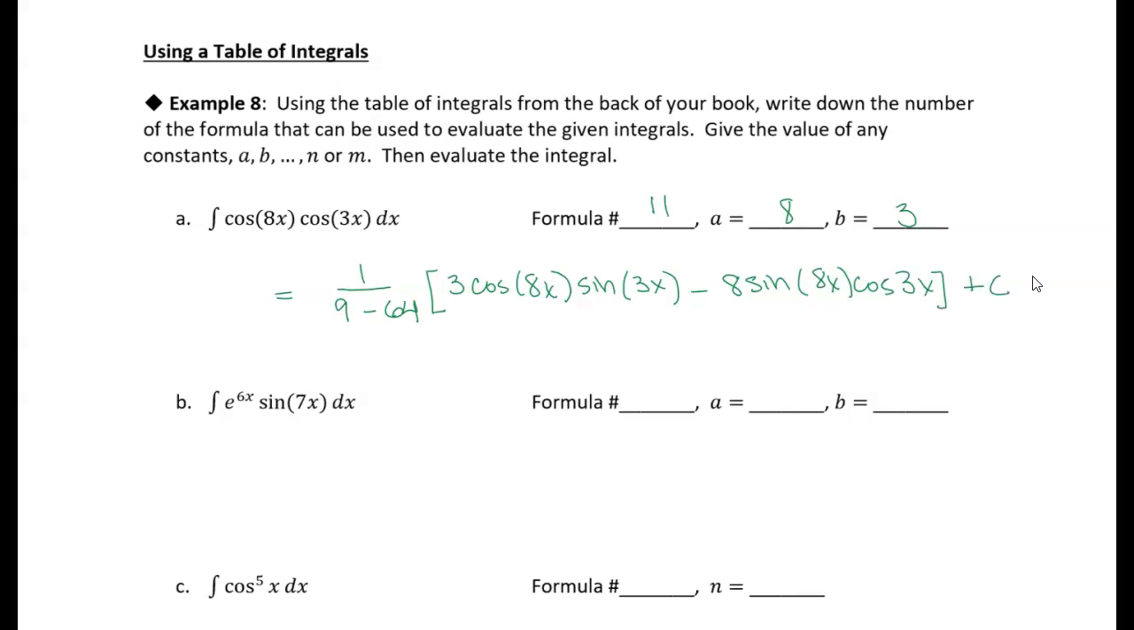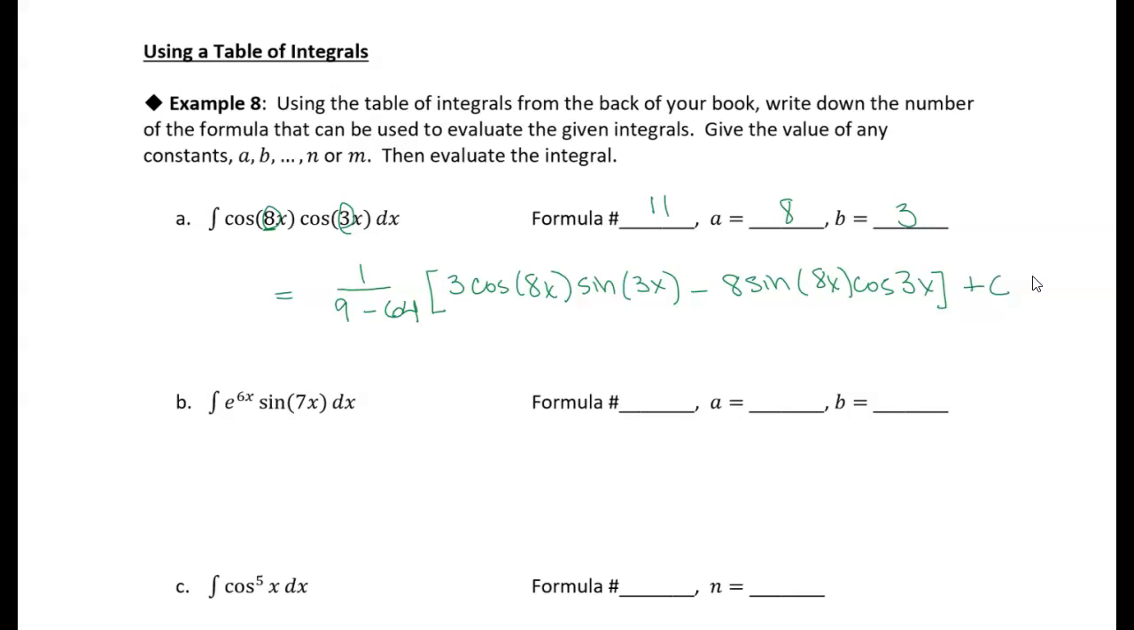Okay, and that's really all there is to it, is just identifying the formula you want to use, finding the coefficients that match up, and then plugging in those values, right? So here we had two coefficients a and b, which corresponded to this 8 and 3. And then we just plugged it into the formula. And then we're done. It's so easy.